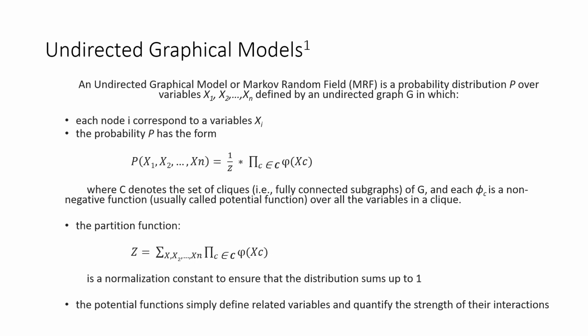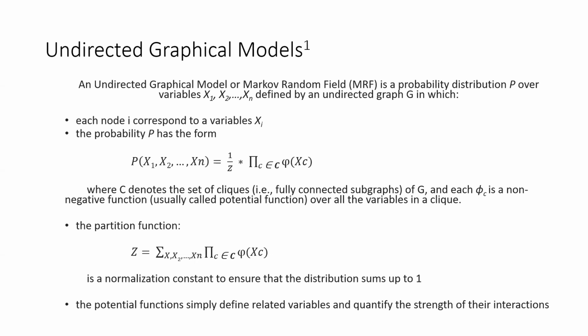where Z is a normalization function. So before going to Z, let's see what the multiplied functions are. Such a function is defined over a clique in the graph, and a clique in the graph is a subgraph of the original graph, where it's a fully connected subgraph. And so we have to identify all the cliques and define a function for all the variables in that clique. And usually these functions are called potential functions, and they are non-negative.